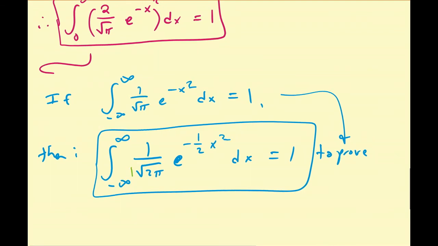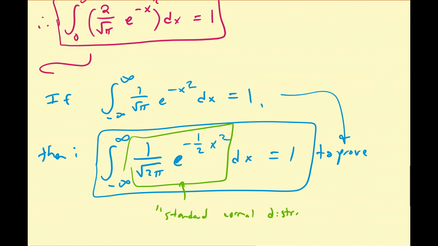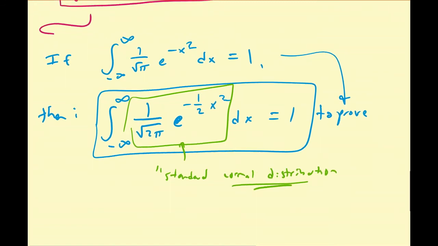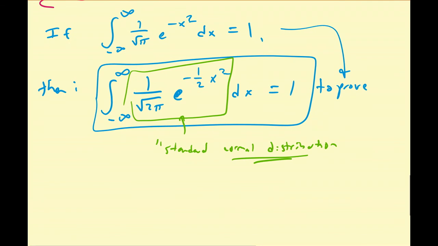And most people will recognize this equation. This is what we call the standard normal distribution, which is used in several applications in probability. So what we've done here is we proved that the standard normal distribution has area under the curve equal to 1, making it a probability distribution.